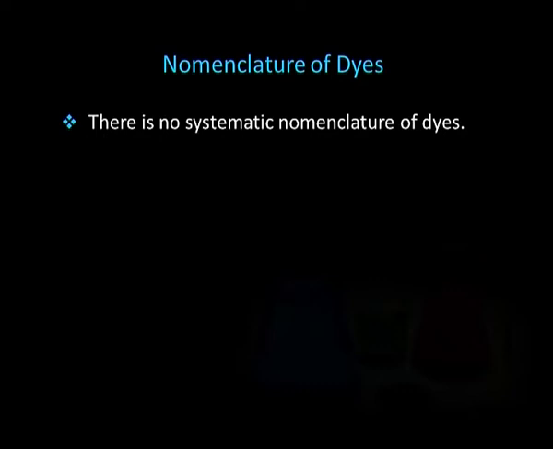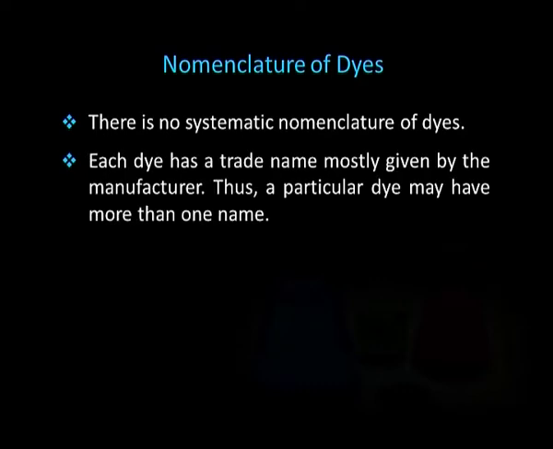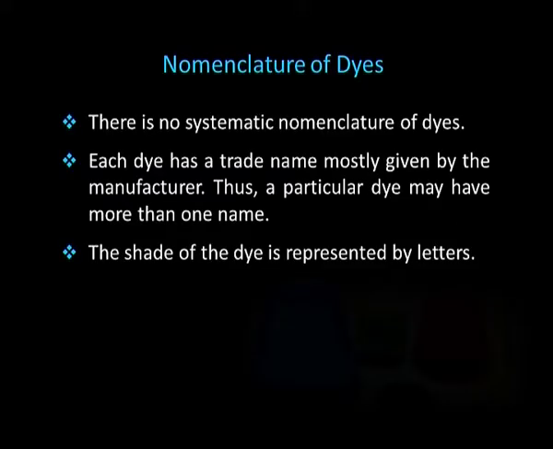We will now discuss the nomenclature of dyes. There is no systematic nomenclature for dyes. Each dye has a trade name, mostly given by the manufacturer. Thus, a particular type of dye may have more than one name because it may be manufactured by more than one trader. The shade of the dye is represented by letters.